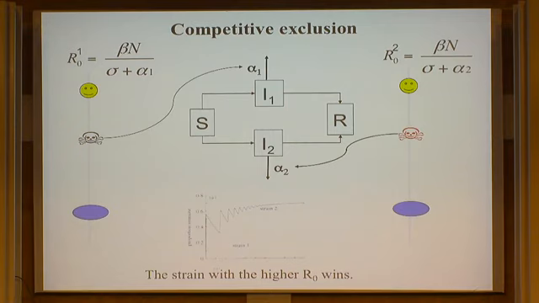And once you start playing with models like this, where you have introduced a little bit of diversity, you generally get a very clear outcome of these two strains competing in an environment, which is that the strain with the higher R0 always wins.